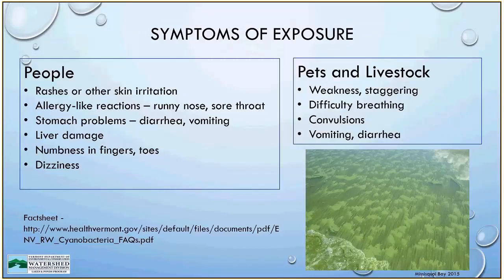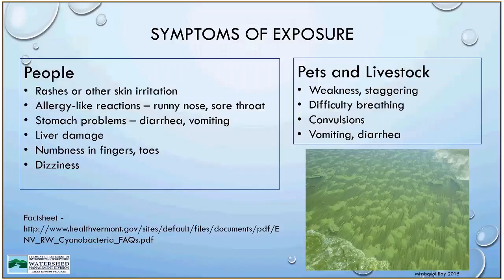Symptoms of exposure in people include rashes and skin irritations, allergy-like reactions like runny nose or sore throat, stomach problems like diarrhea or vomiting. There can be liver damage in cases of severe exposure or extreme sensitivity. There's numbness in fingers and toes, dizziness. And these are potent toxins. If you get exposed to enough of them, they can cause very serious illness, and in some cases, you can die from your exposure. It has happened occasionally in humans, but that is very rare.